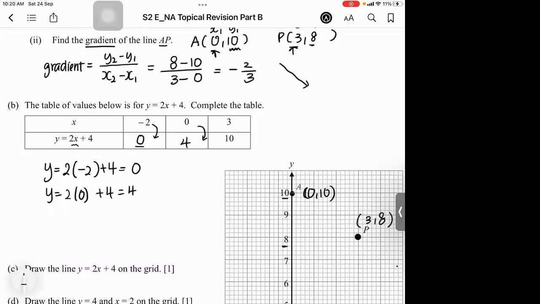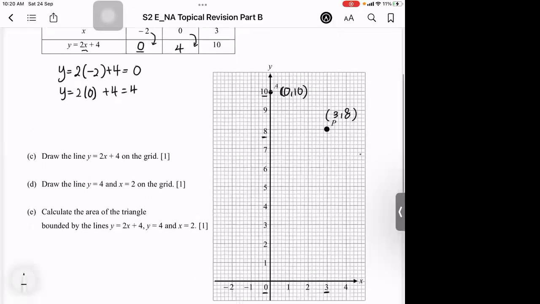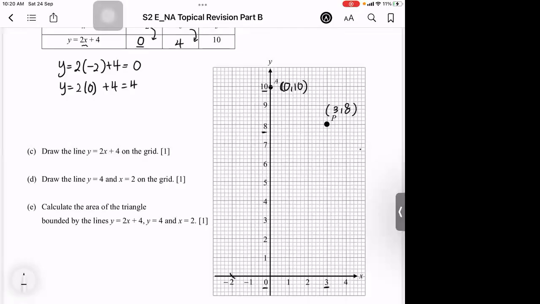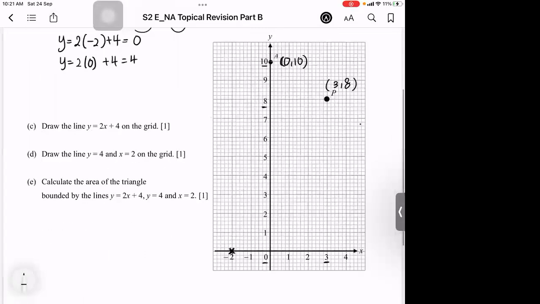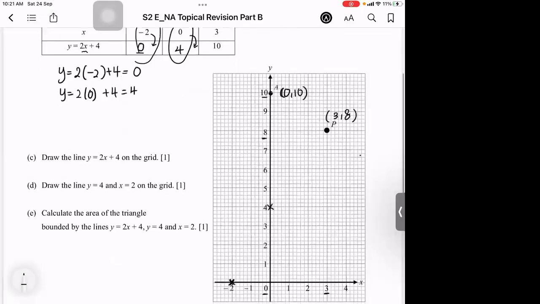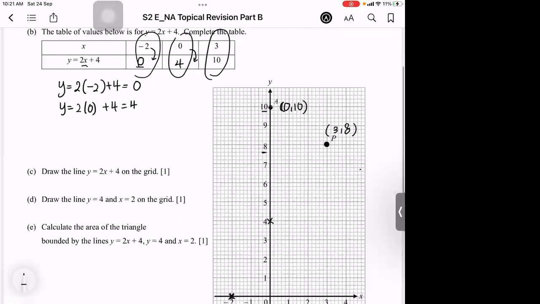Okay, so we plot our points: (-2, 0). At block -2, level 0, ground level. Then (0, 4): block 0, level 4, here. Then last but not least, (3, 10): block 3, level 10, all the way here.